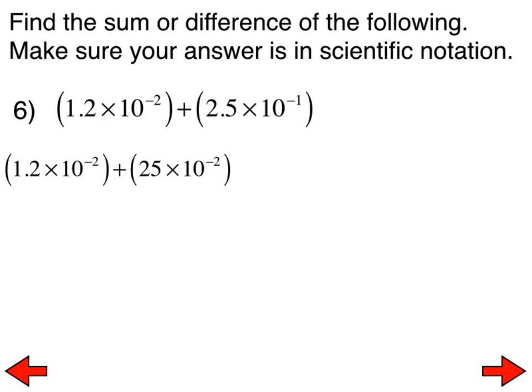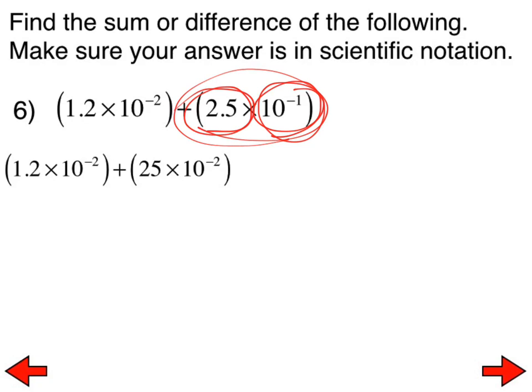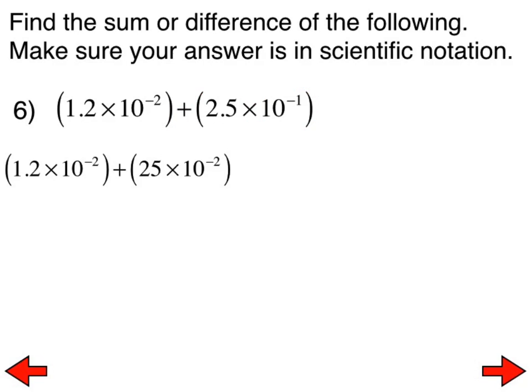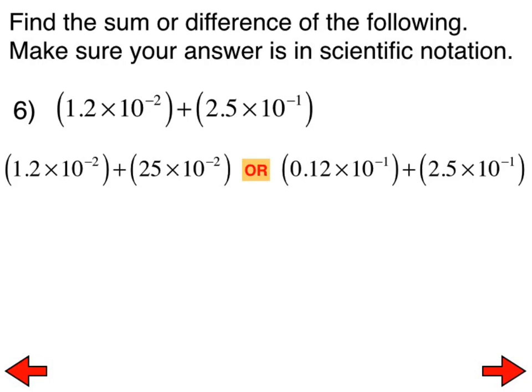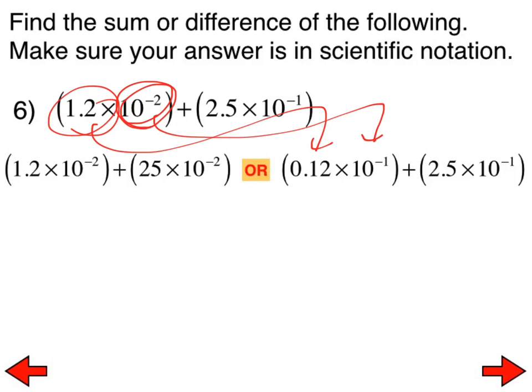I'm going to turn it once with both of them as 10 to the negative 2 power. So that meant that I had to change this. Since I made this one smaller by a power of 10, I have to make that one bigger by a power of 10. That's why 2.5 turned into 25. Now I have like terms there. And I also could turn them both into 10 to the negative 1 power. If I'm going to do it that way, I changed this. I made it bigger by a power of 10. Therefore, now I need to make that smaller by 1 power of 10.